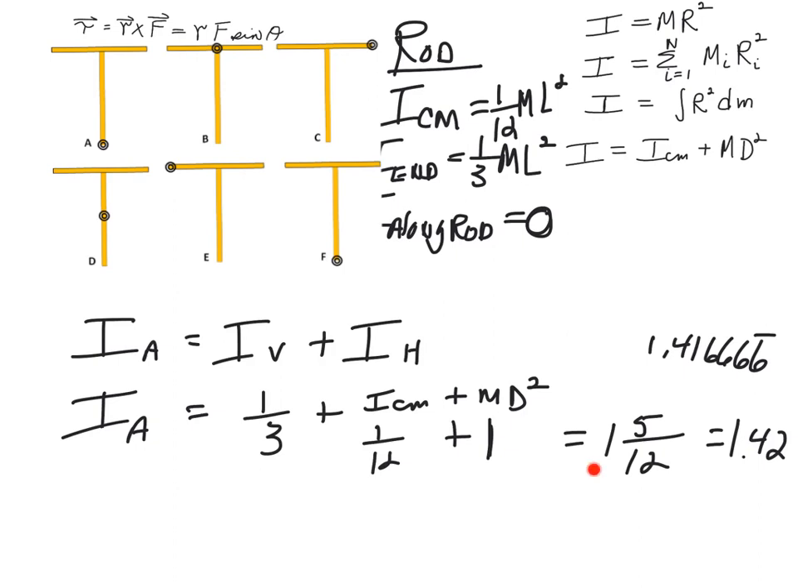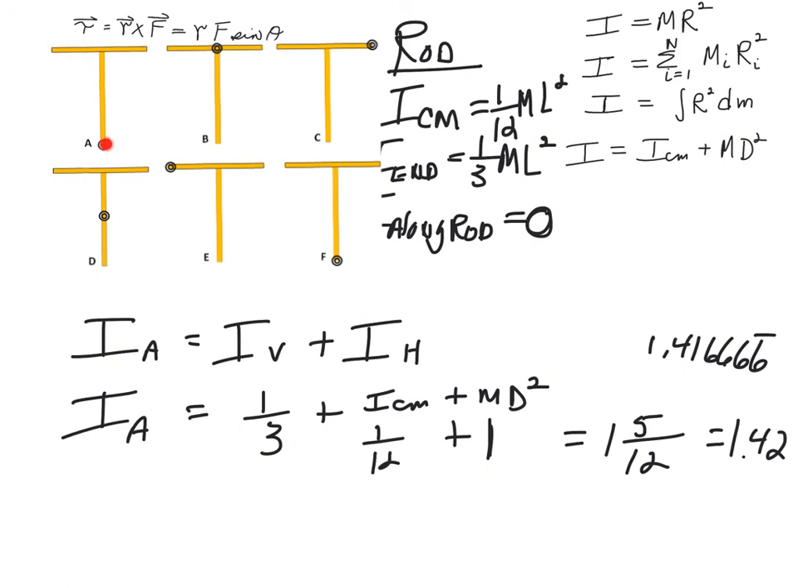Did you get it? If you did, you can just go to the next one. But here's what I did. I_A is the vertical and the horizontal, as we always do. The axis for the vertical rod is about the end, so that's 1/3. I didn't write the ml squared.